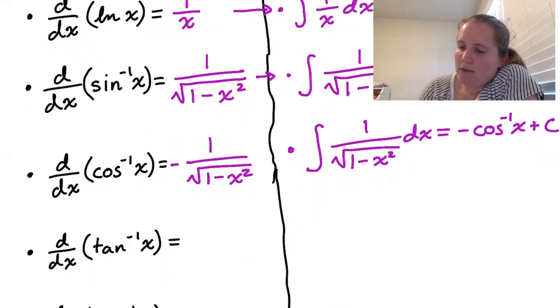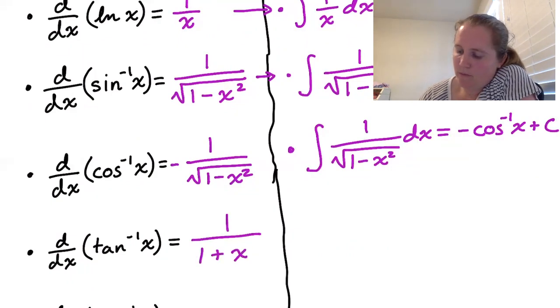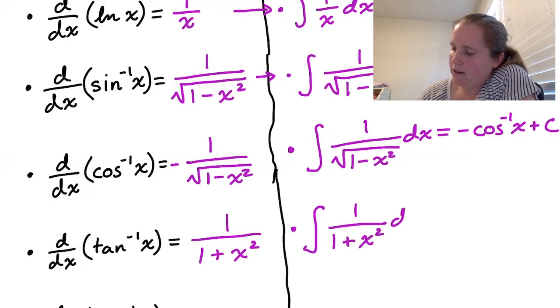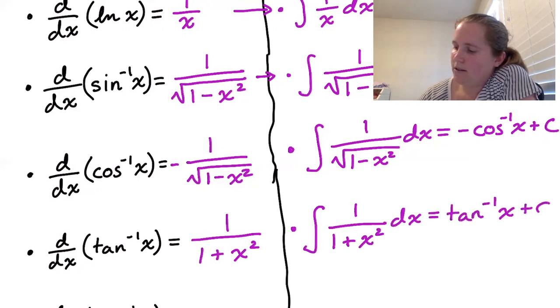All right, next up, we have the derivative of inverse tangent. We are looking at 1 over 1 plus x squared. So if we wish to take the integral of 1 over 1 plus x squared dx, this is just tan inverse x plus c.